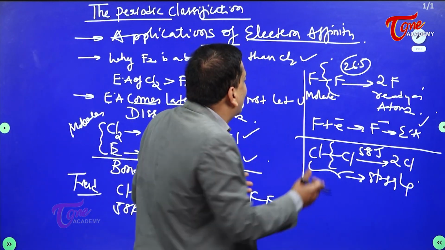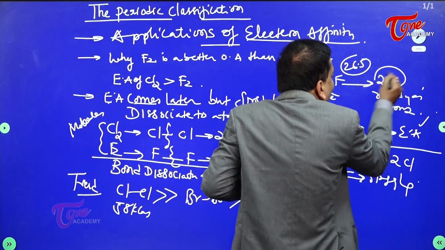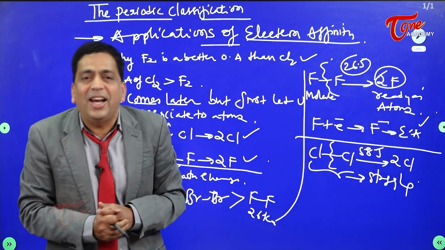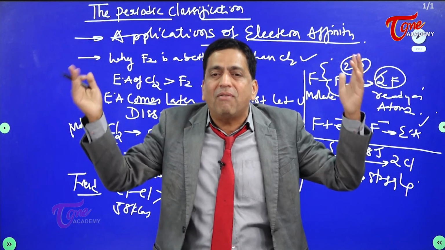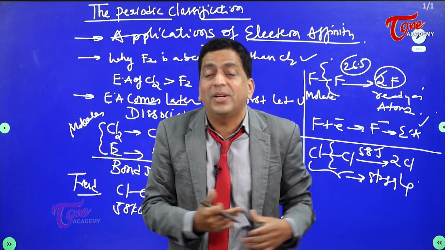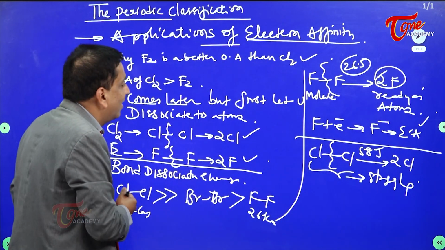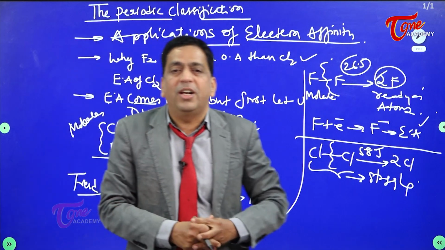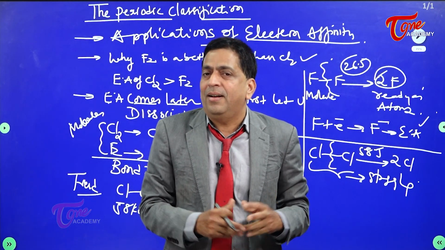So if you have your atoms ready, the fluorine is adding the electron and making fluorine a powerful oxidizing agent, you must understand here. That's the explanation, and that's what it is.